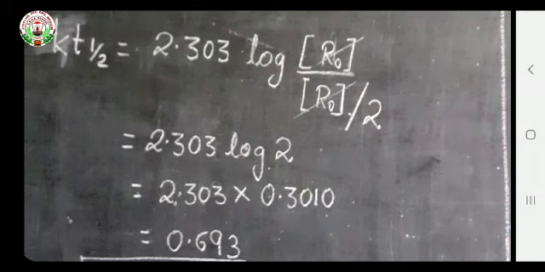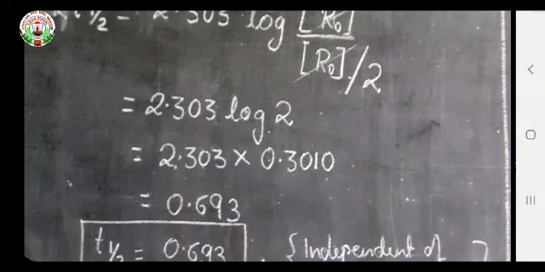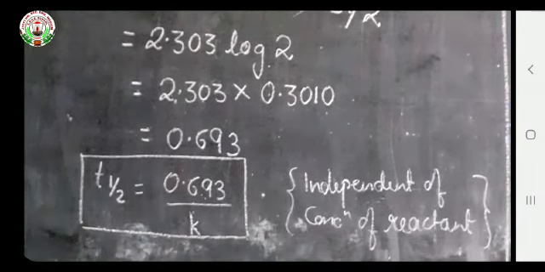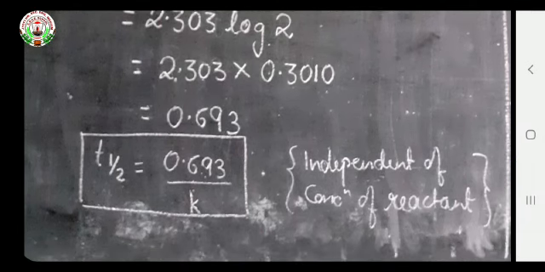Here we have 2.303 log 2, by cancelling concentration of R naught on both sides. Now we know the value of log 2, that is 0.3010. So by multiplying the value of log 2 with 2.303, finally we get 0.693, and here we have the expression for the half-life of the first order reaction: t half is equal to 0.693 upon k. It is the expression for the half-life of the first order reaction.